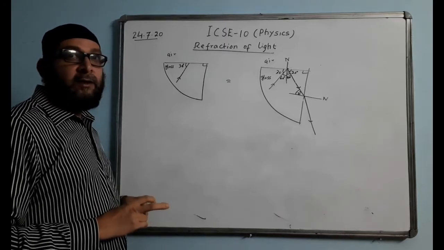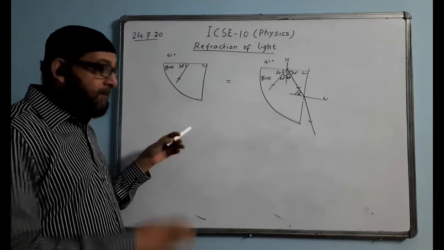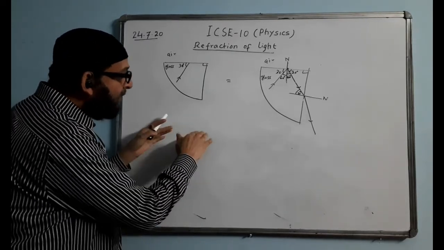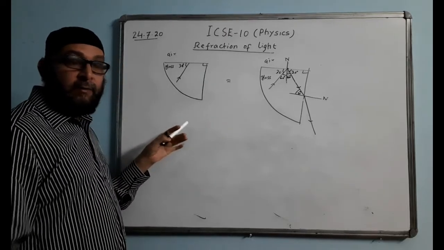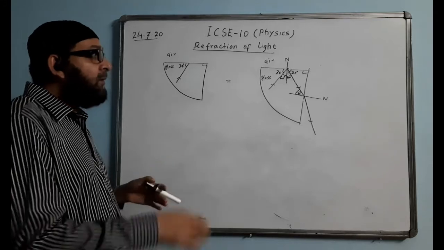Next class I will teach you to complete the diagram in a prism. In a prism, particularly when the ray travels from the denser to the rarer medium, that time we'll see what the angle of incidence is. We'll compare it with the critical angle, and then accordingly we'll draw the diagram.